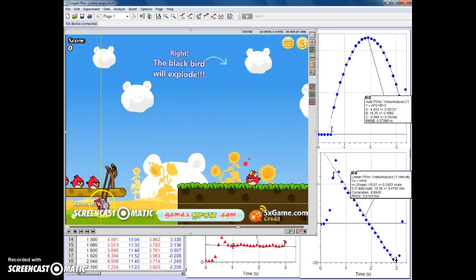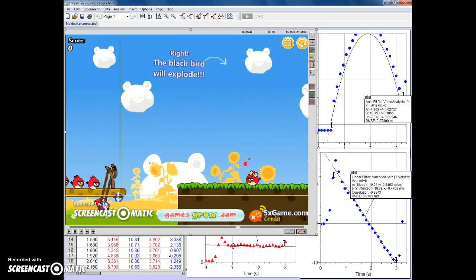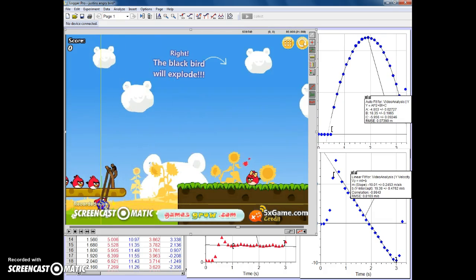Make sure you put the coordinate right in the middle of the bird, or the origin, sorry. So you should have that there. Make sure the bird's right in the middle of the origin.